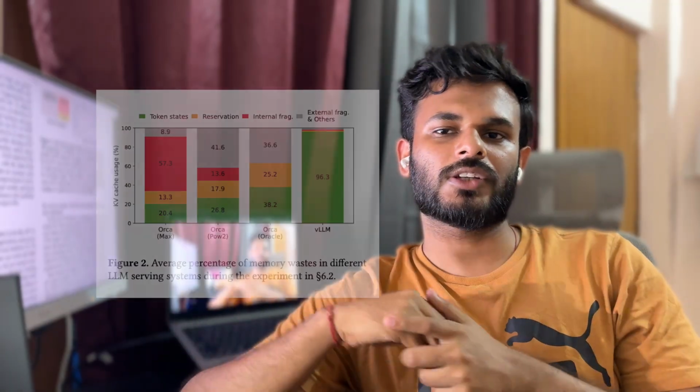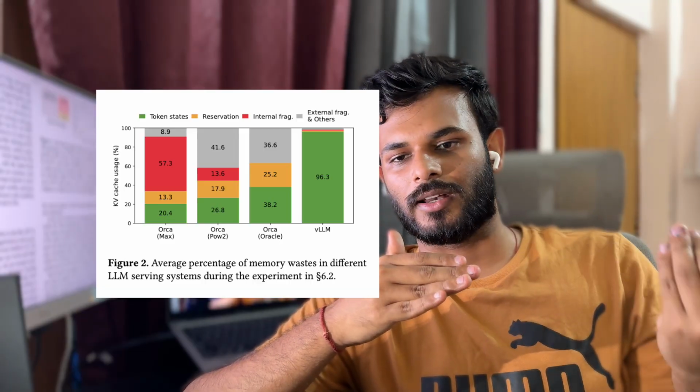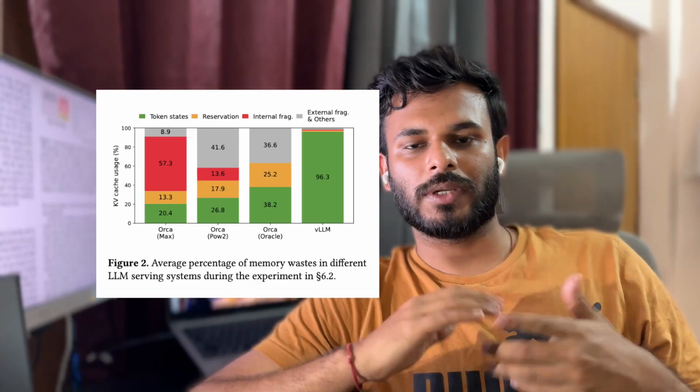So your external fragmentation is gone, your internal fragmentation might be there, but your reserved fragmentation is entirely gone. So these three fragmentations are what is getting optimized while loading and doing inference from an LLM model as well. So what does paged attention do?